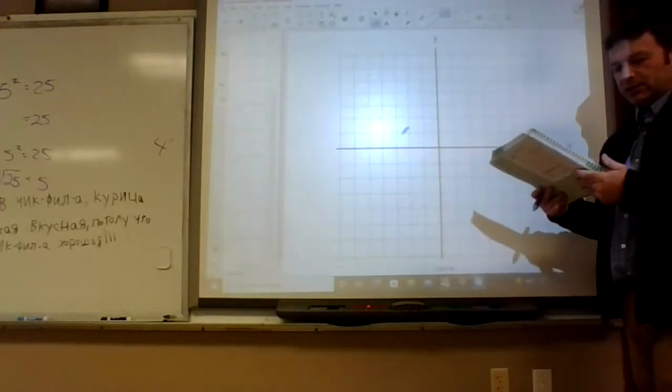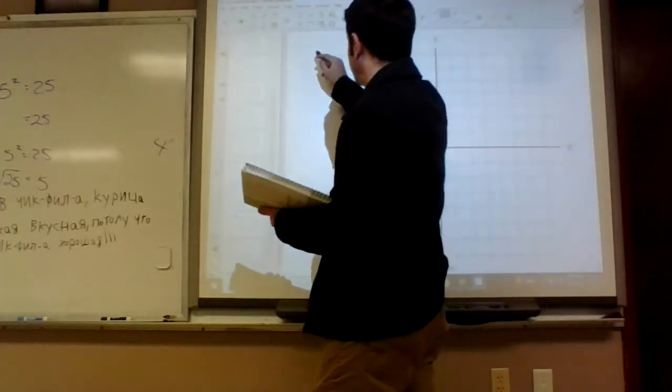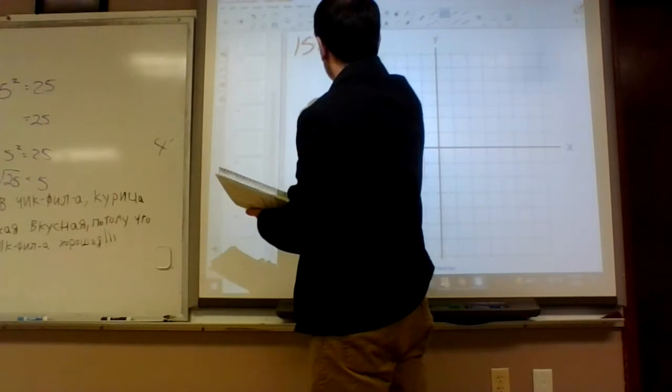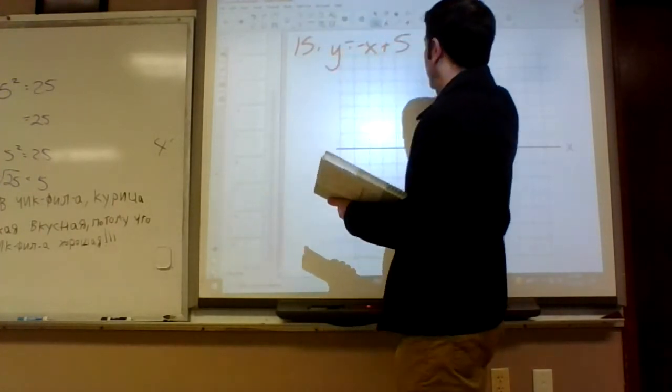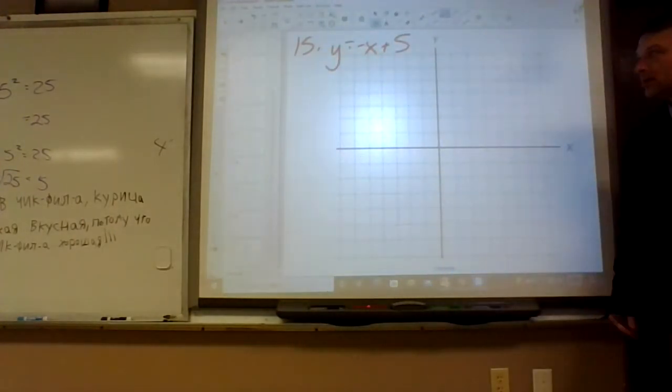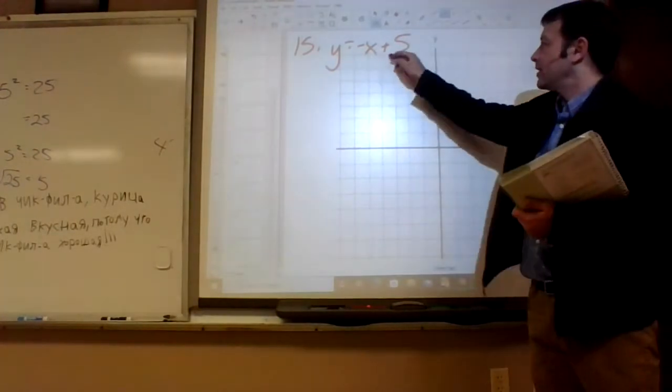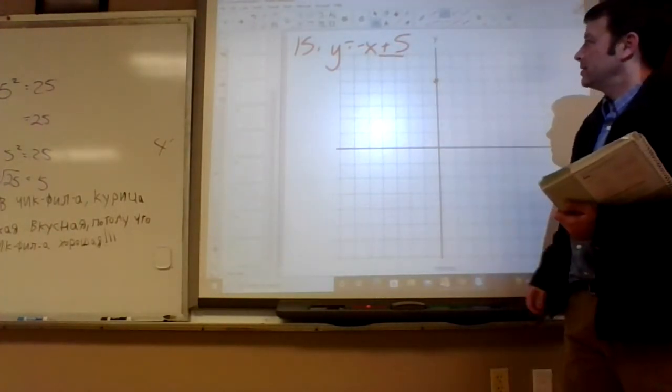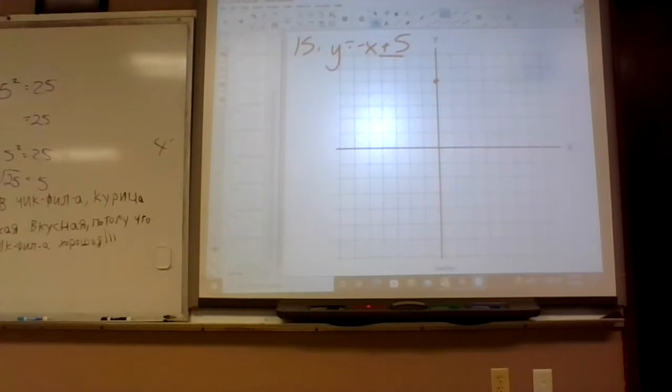Okay, you guys remember how we graphed that? y equals negative x plus 5. Where do I start at? Up 5, right there. So, dot. And then where do I go from there?